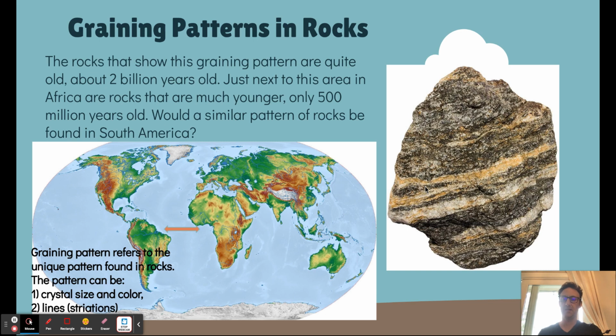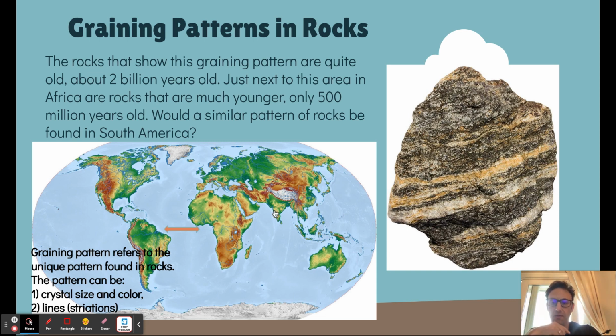And what scientists are saying is that they found specific rocks that look like this over in South America, and in Africa, the pattern continues when they line them up. Just next to this area in Africa are rocks that are much younger, only 500 million years old. Would a similar pattern be found in rocks in Africa?